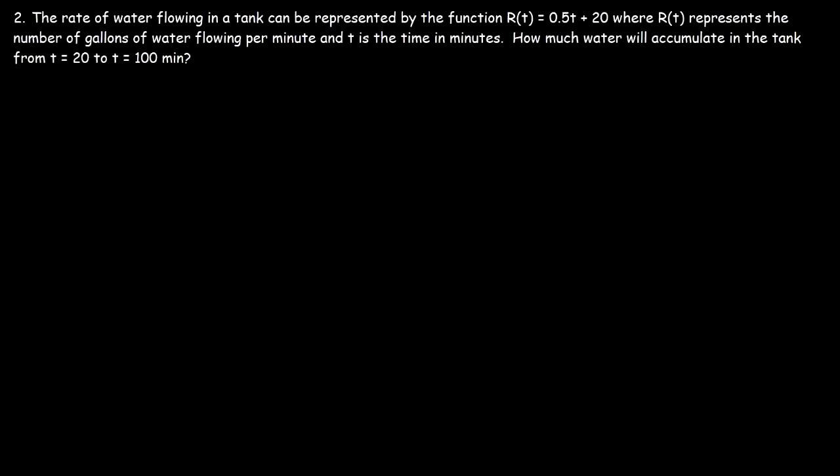Now let's work on this problem. The rate of water flowing in a tank can be represented by the function R of t, which is equal to 0.5t plus 20, where R of t represents the number of gallons of water flowing per minute, and t is the time in minutes. So here's the question. How much water will accumulate in the tank from t equals 20 to t equals 100 minutes?